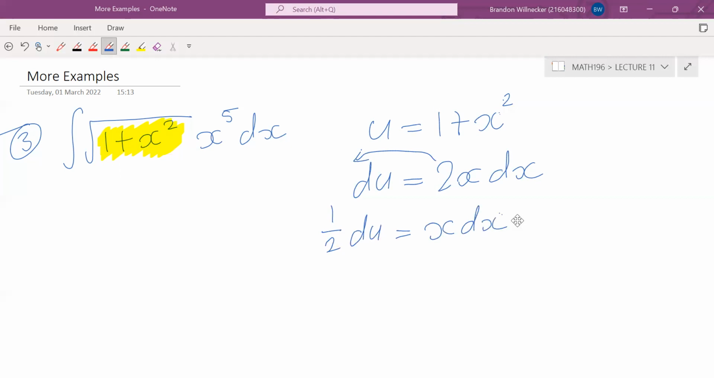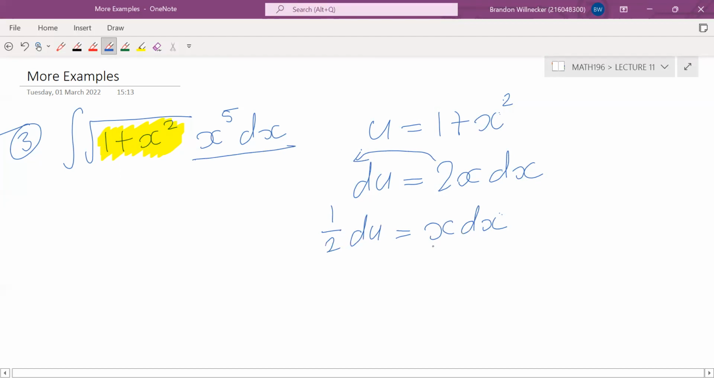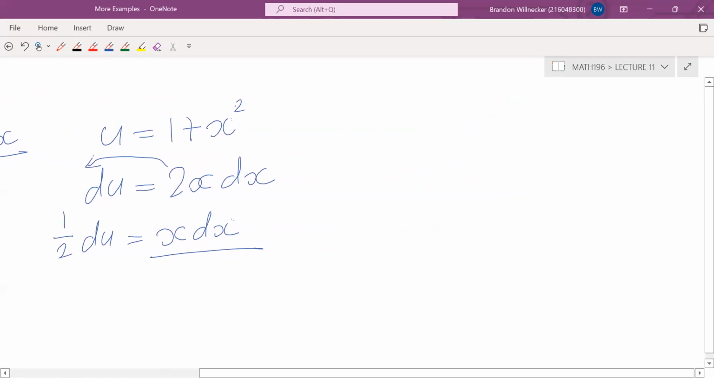Now, we have x to the 5 in the original integral. So we have x to the 5 dx. What we have so far is x dx. That's not going to help us. So we need some way of multiplying by x to the 4. How do we do that? Well, we use our original expression in terms of u. So let's take a look at that.